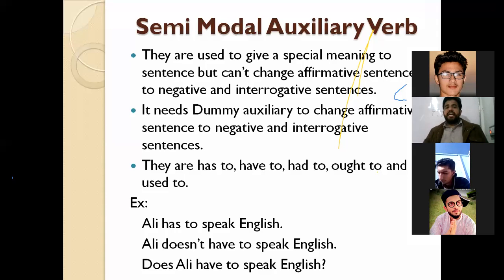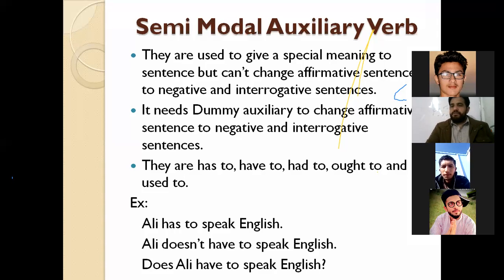Now Ali has to speak English. Ali speaks English means Ali English bolta hai. And if we say Ali has to speak English, so Ali ko English bolna chahiye. So the meaning is different here. The meaning is changed. Because of what?